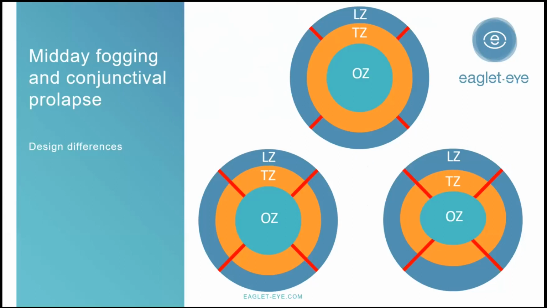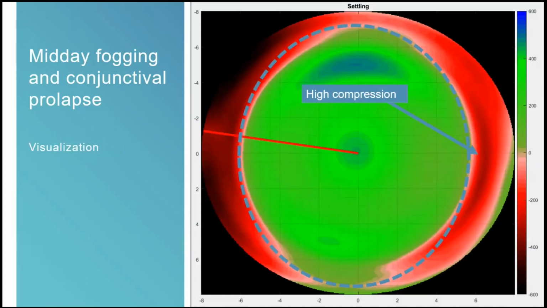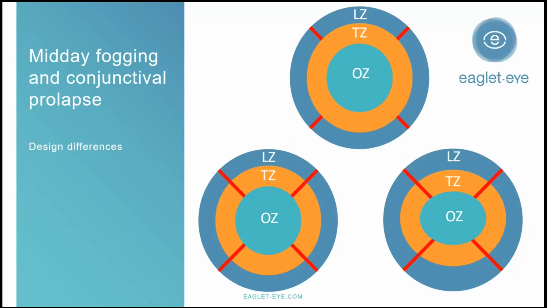And this is what I wanted to present about clinical cases. I believe it is very important to prevent midday fogging as well as conjunctival prolapse. Any questions or any comments on that? I'd encourage anyone, if you have a question, open your microphone and come in, please, because this is the moment, guys.